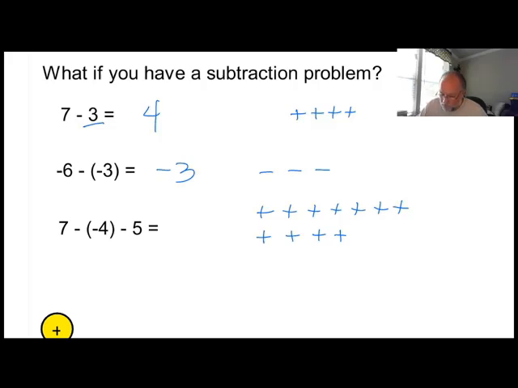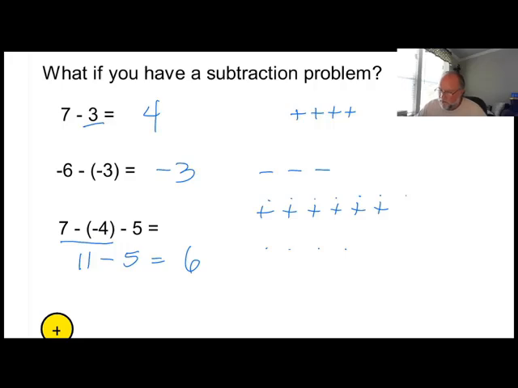Okay, well, the first part of this question right here is 7 take away negative 4. Well, I just did that. And what do I have left? Well, let's see, 1, 2, 3, 4, 5, 6, 7, 8, 9, 10, 11 positives. I end up with 11 positives there, okay? And then I've got to take away, to finish out the problem, take away 5 positives. So could I take away 5 positives? Of course I could. There's my 5 positives I took away. What did I end up with? I ended up with a positive 6 as my answer.